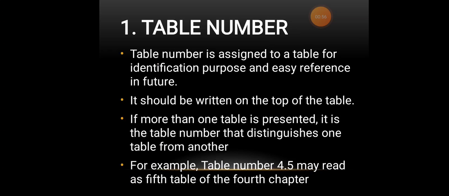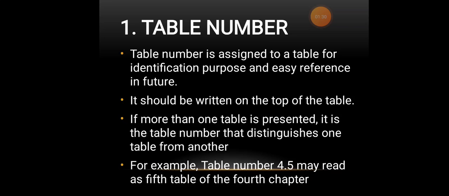The first one is the table number, which is very important. Why is it made? A table number is assigned to a table for identification purposes and easy reference in the future. When you go through your textbook, there will be many tables, so there will be differentiation in the tables, maybe 1.1, 1.2, 1.3. All these are the identification of the table. By this we get to know what kind of table we are studying.